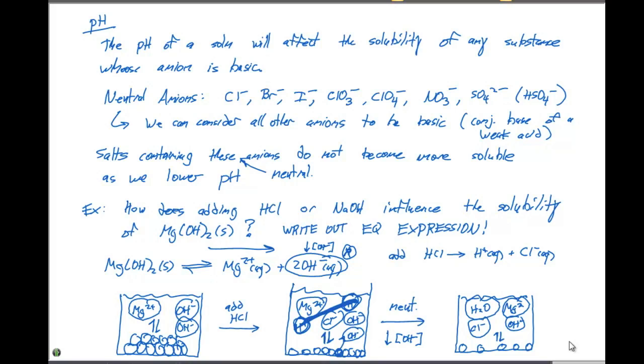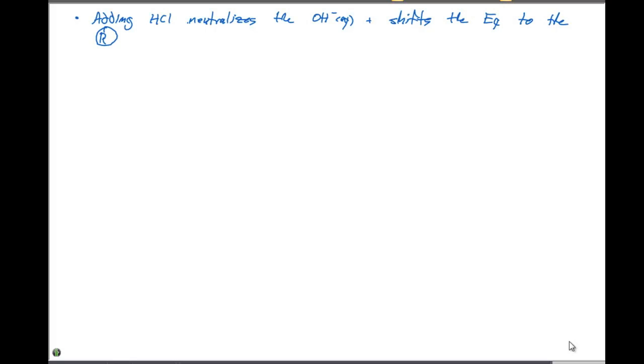So if we summarize all this into a statement, it's the statement that you typically see in your textbook or your lab manual. What we can say is that adding HCl neutralizes the OH- ions in solution and shifts the equilibrium to the right, since the concentration of OH- has lowered.